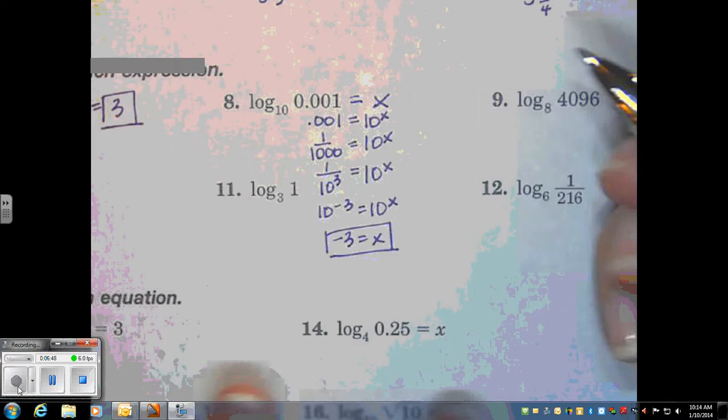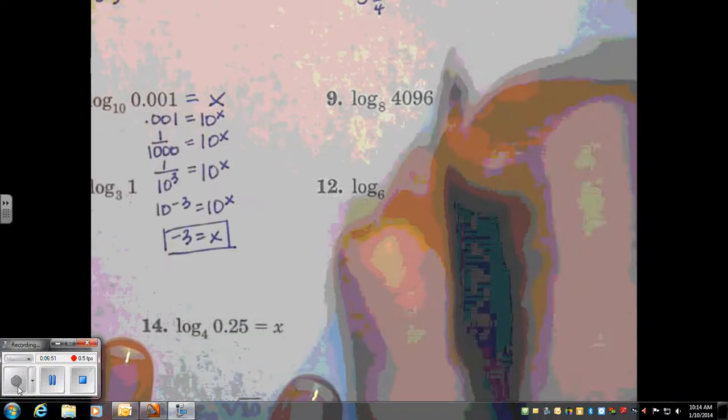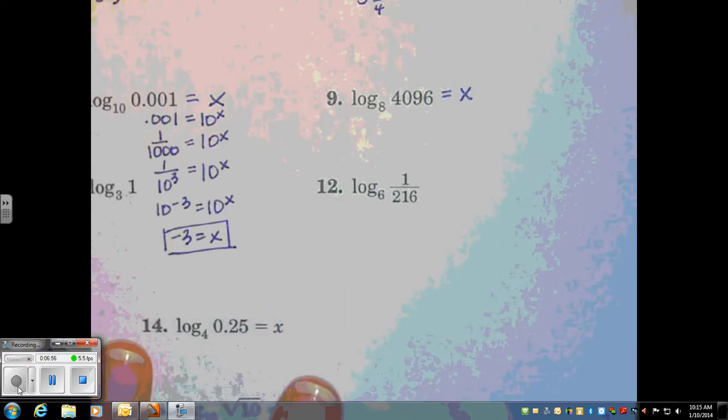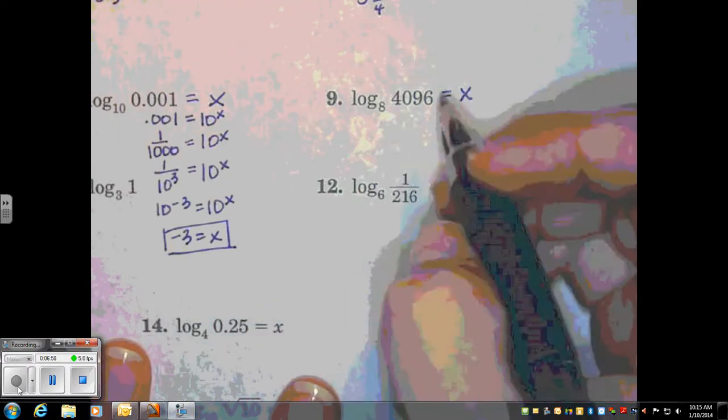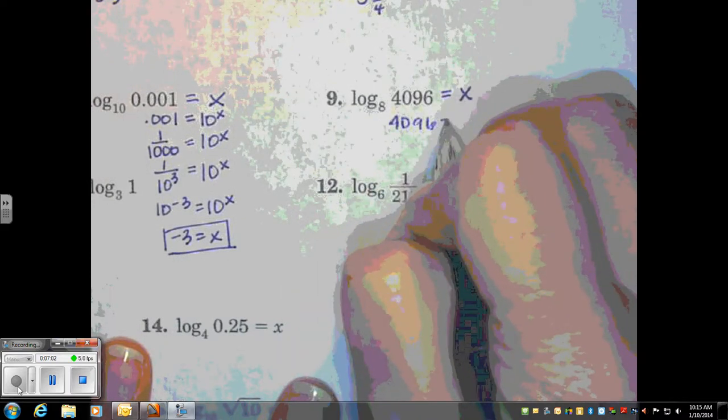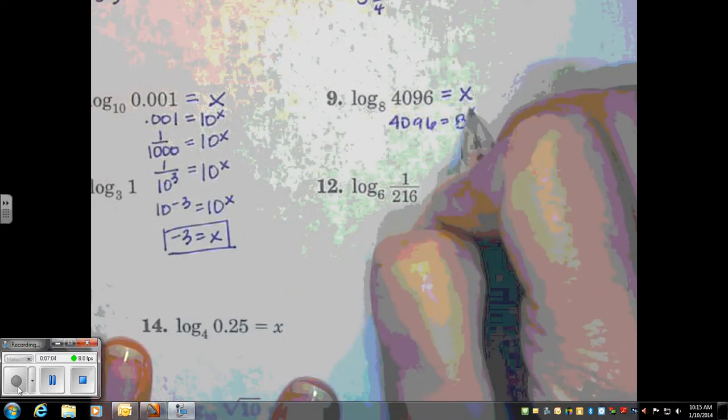Number 9. I don't know the answer, so I say equals x. What do you think the next step is? Throw your log off and throw it across the river. Good. Throw the 8 across the river. So we have 4,096 equals 8 to the x.